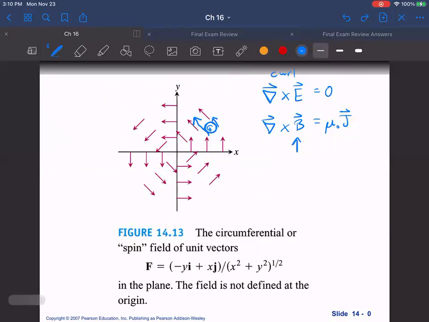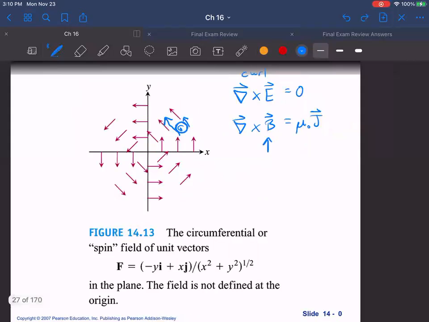Here we have a field that has something called curl as it's going and would ultimately be flowing around like this. We'd have some sort of swirling going on there. And again, we'll talk more about that later.